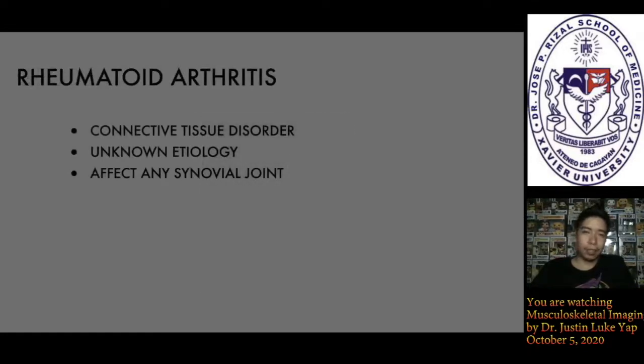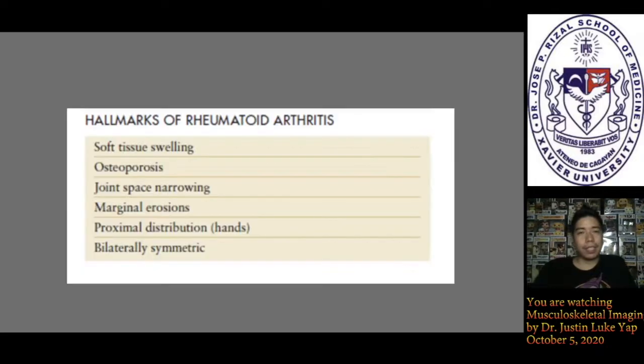Next is rheumatoid arthritis. So for rheumatoid arthritis, it also has several key findings. So let's go to them one by one. First, soft tissue swelling, then we have osteoporosis, joint space narrowing, marginal erosions. It has a proximal distribution, and it's usually bilateral and symmetric.